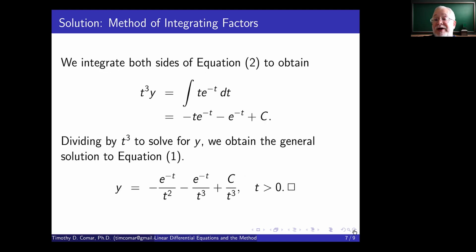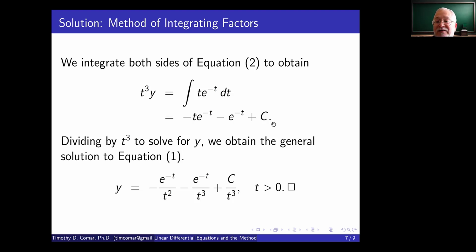Now we're going to integrate both sides of equation 2. The left-hand side is just going to end up being t cubed times y. And here we're going to compute the indefinite integral of the right-hand side. This follows by a quick little integration by parts, where if you like making those substitutions, the u would be t and the dv would be e to the negative t dt. And you can go from there, and we get the following.